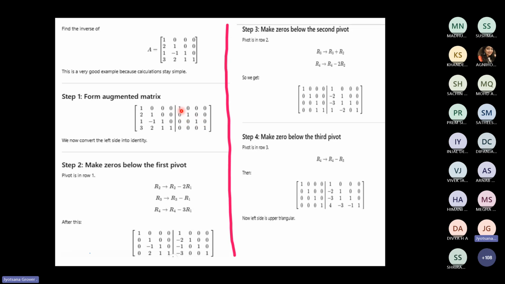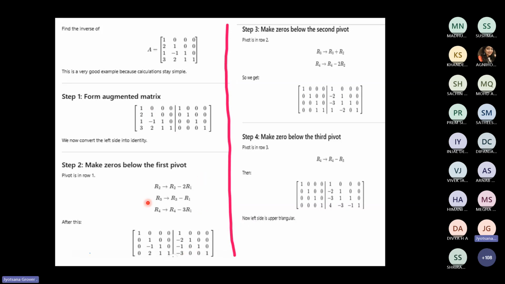So 0 minus 1 is minus 1. 0 minus 0 is 0. 1 minus 0 is 1. 0 minus 0 is 0. Then comes the fourth row, R4 is R4 minus 3 R1. So 0 minus 3 is minus 3. So you have applied the same.